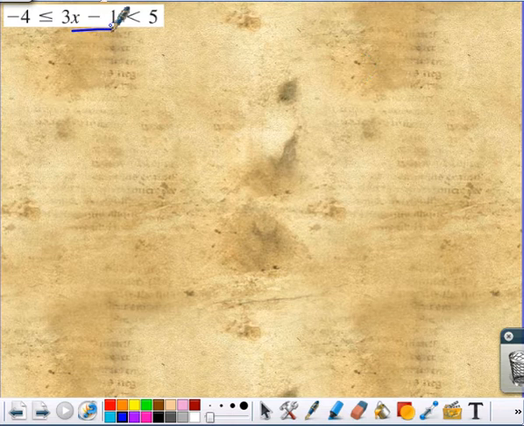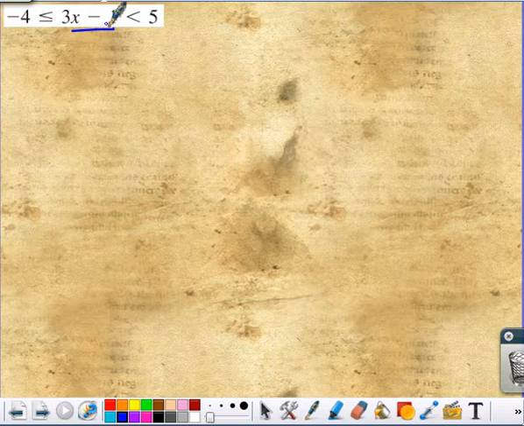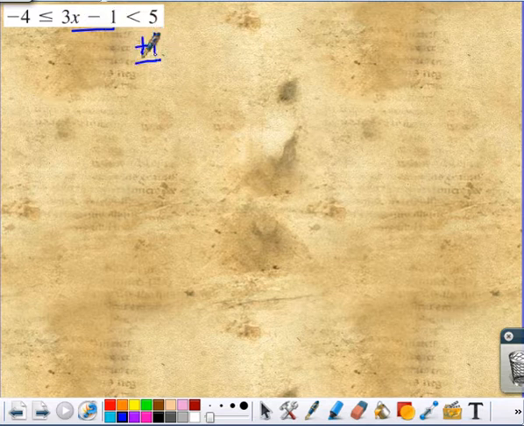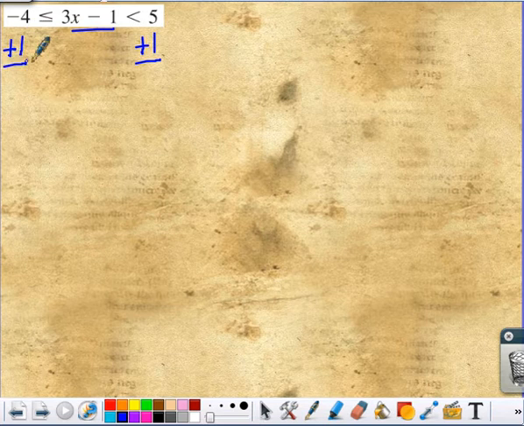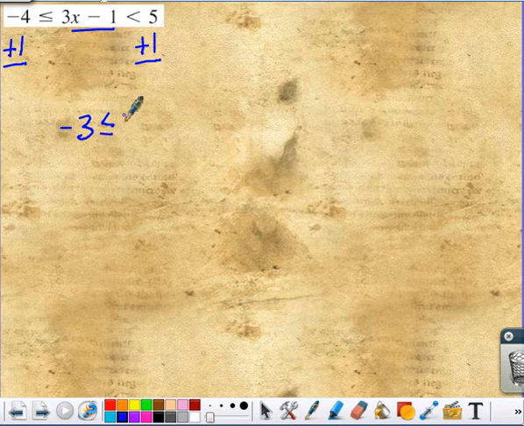To get x by itself in the middle, we got to get rid of minus 1. We got to get rid of this 3. The easy way of doing this is moving the minus 1 out of the middle. But the only problem is you really have 3 sides. So when you move it out of the middle, you're going to do plus 1 here, and you're going to do plus 1 here. Everything that's not in the middle, you're going to add 1 to it. You now have negative 3 is less than or equal to 3x is less than 6.